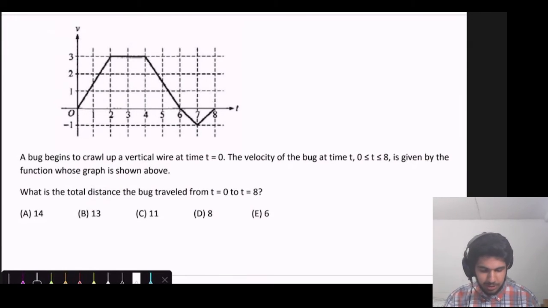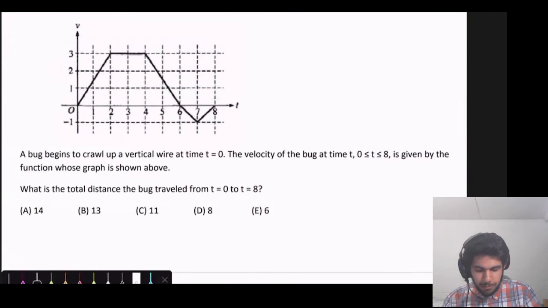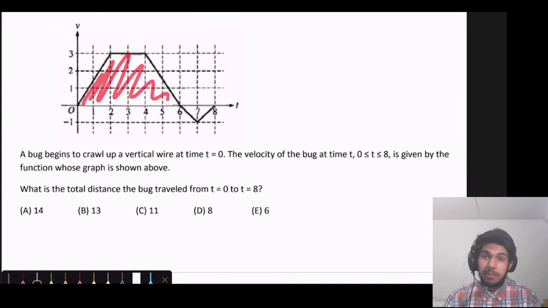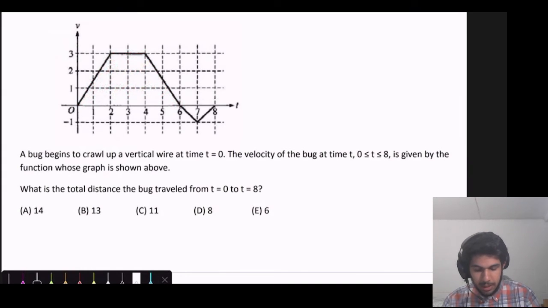And this might seem a little counterintuitive at first, but let's think about it. If we go from 0 to time t equals 6, on this graph, we're strictly above the x-axis. So if we compute this area, it'll give us displacement, right? And the velocity was always positive, which meant that the bug continued crawling in the same direction up a vertical wire. So from t equals 0 to t equals 6, the movement of the bug, the direction it was traveling in, did not change.